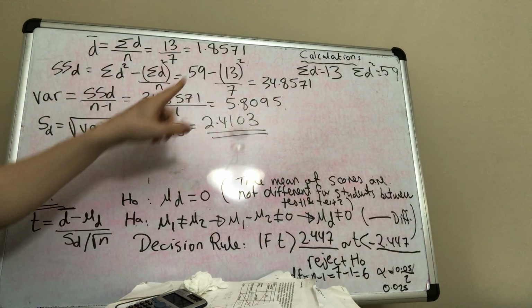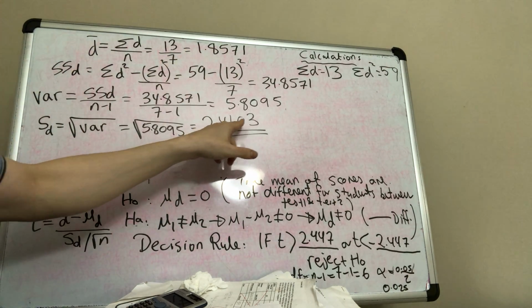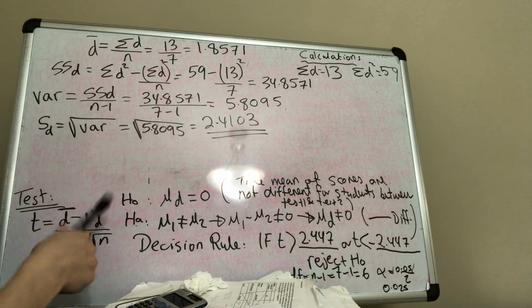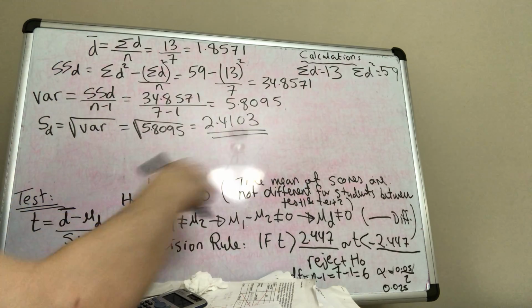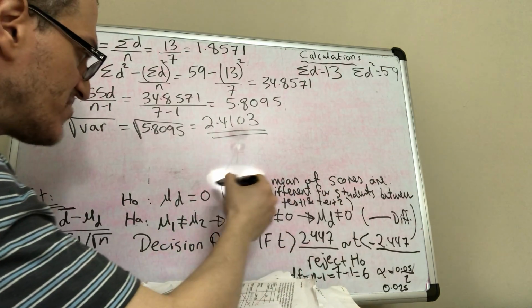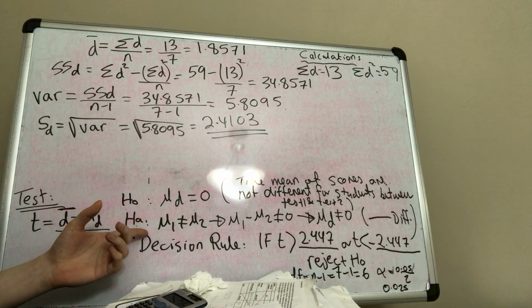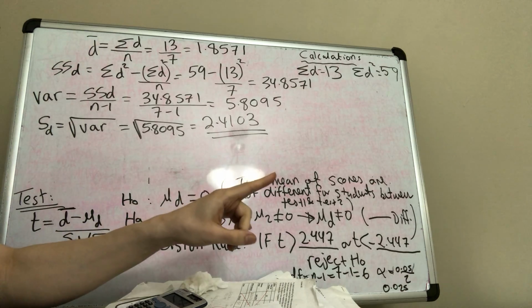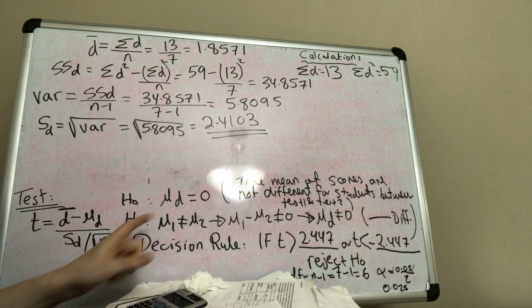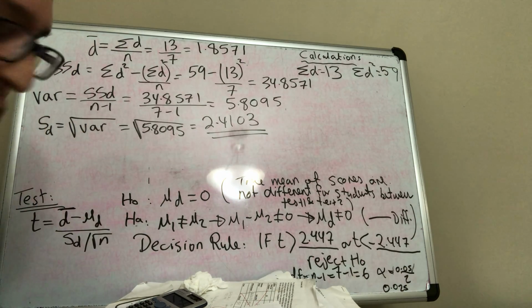So now we have D bar 1.8571. We have SD 2.4103. Your n is 7. What is mu D? Top right, mu D. Go to the hypothesis, it tells you mu D is 0. Is it usually? Well, yeah, unless they tell you, and I don't think they would, prove that they're different by 1, or prove they're different by 2. In this case, this number would be 2, but most of the time it will be just 0.